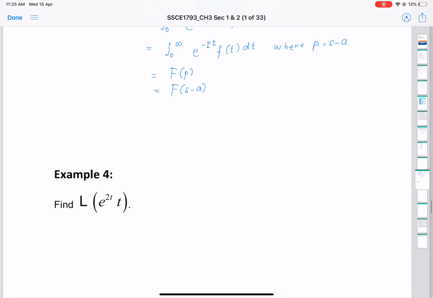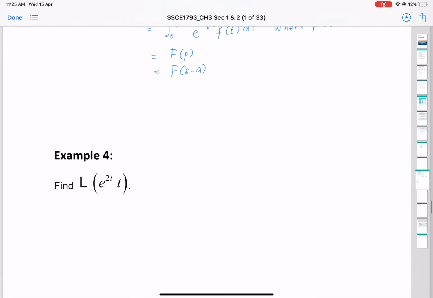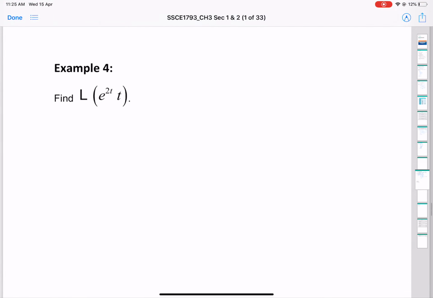Alright, so now let's try to use the first shifting property to solve this example. Find the Laplace transform of exponent 2t multiplied by t. So if you see here, your a is equal to 2. So the Laplace transform of exponent 2t multiplied by t is equal to F(s minus 2). Okay. Alright, so what is your F(s)?